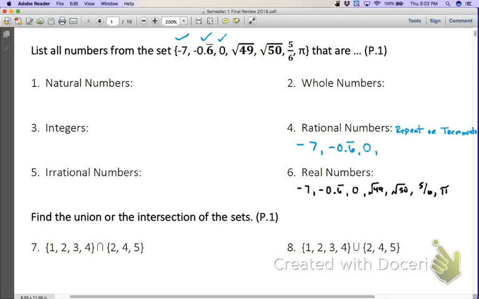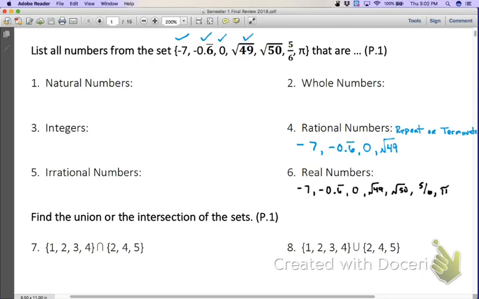Now, the square root of 49. What is the square root of 49 really? 7. So does 7, okay, don't write 7 because you need to write it as it's in the list. So does 7 repeat or terminate as a decimal? Yes. So the square root of 49, we got that one.